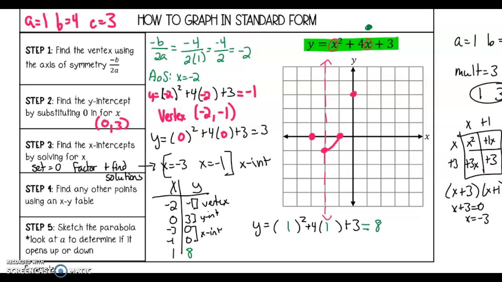Okay, so the right side of your parabola is right here, continuing up towards that one that's at 8. The left side's right here. Now remember, the cool thing about a parabola is it's symmetrical. So you see this point that's at 0, 3 right here?